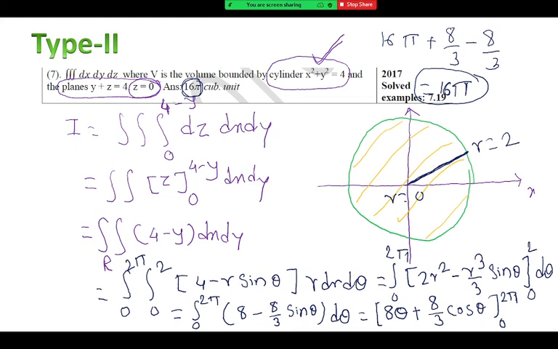A regular cylinder is different, which has a constant height. If the height of the cylinder is 0 to 4 and the base is x square plus y square equal to 4, we can get its volume by the direct formula, pi r square h, putting the radius of the base and the height of the cylinder. But in this case, our cylinder is not regular, its upper cut is not straight, an oblique cut is there. And because of that, our answer is coming 16 pi there.